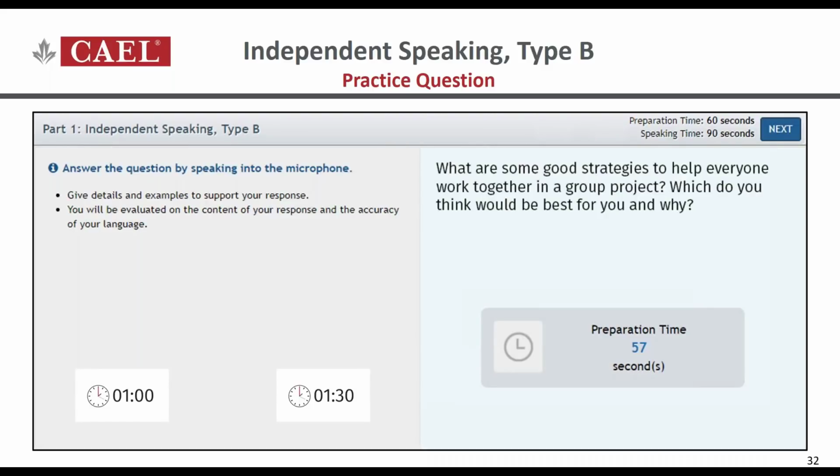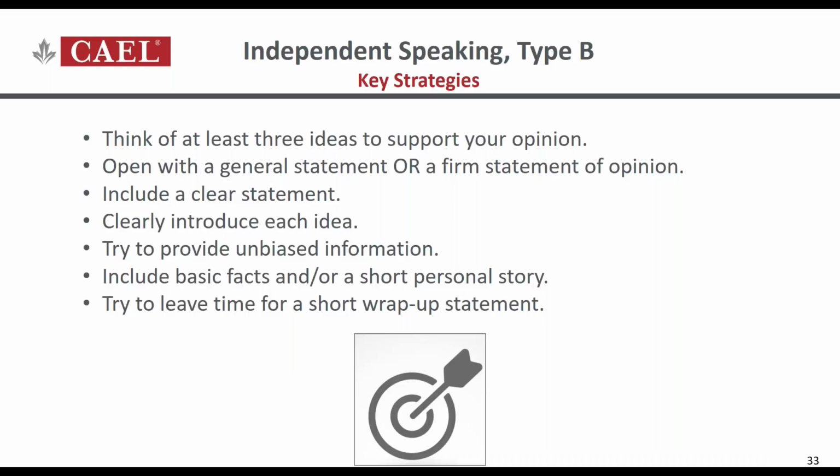Okay, so let's move on a little bit. I'm going to give you some key strategies for type B questions that you can use to help. A major point is to think of at least 3 ideas to support your opinion. Having 3 or 4 or 5 is a good number, as you do have to cover a lot within the time. Open with a general statement or a firm statement of opinion.